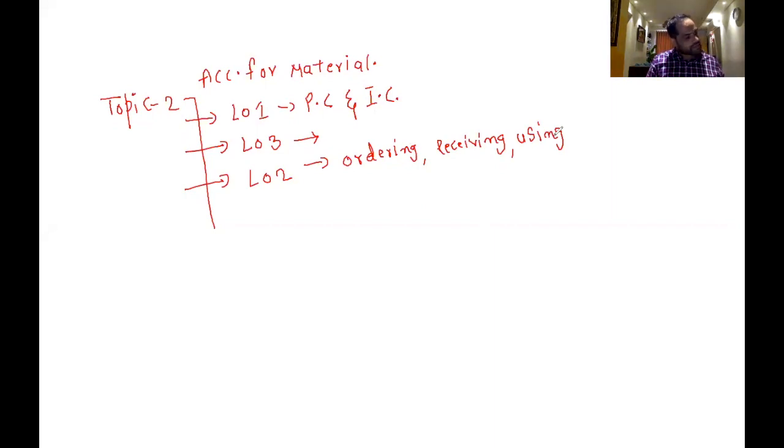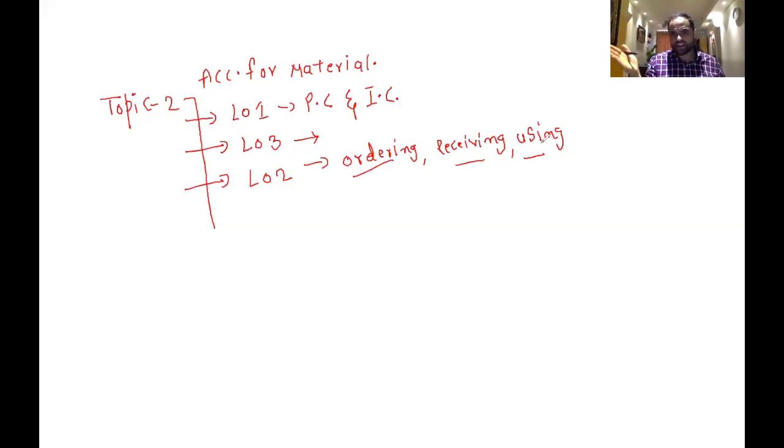So ordering raw material, as we have PRN, purchase requisition notes, purchase order, all these kinds of forms we require to order, to receive, or to use. So make sure you know the complete procedure, right?